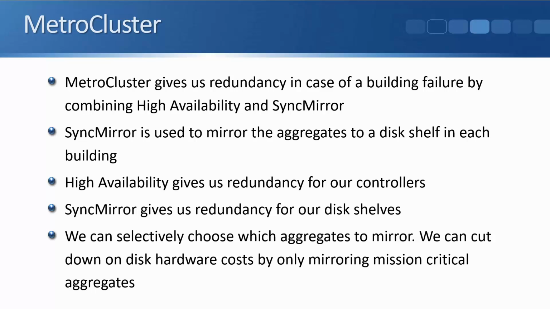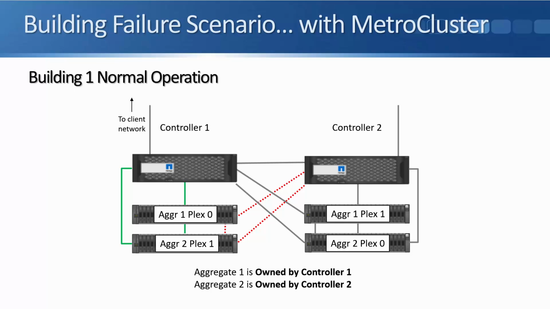So MetroCluster gives us redundancy in case of a building failure by combining high availability and sync mirror. Sync mirror is used to mirror the aggregates to a disk shelf in each building. So high availability gives us the redundancy for our controllers. Sync mirror gives us redundancy for our disk shelves. So by combining the two, we get redundancy for the entire building. We can selectively choose which aggregates to mirror if we want. We could either mirror all of them, or we can cut down on disk hardware costs by only mirroring our mission critical aggregates. So let's take a look at how MetroCluster is going to work.